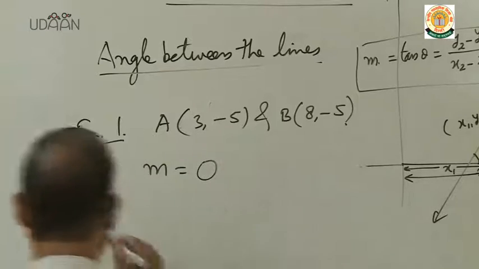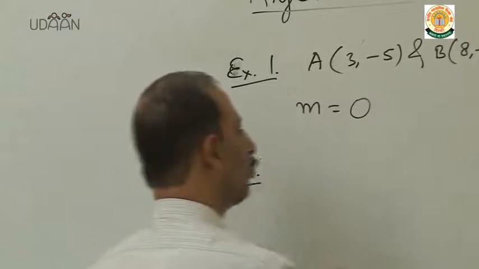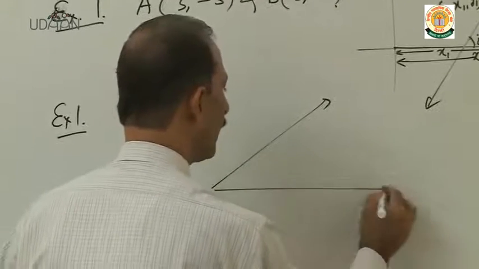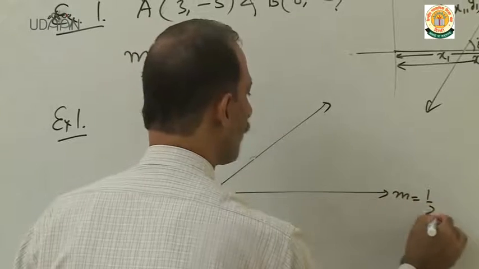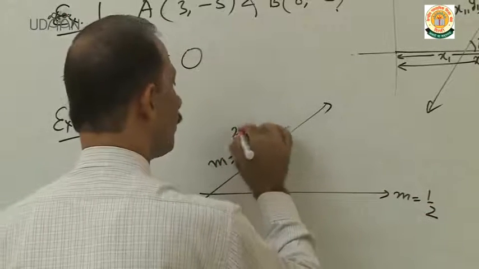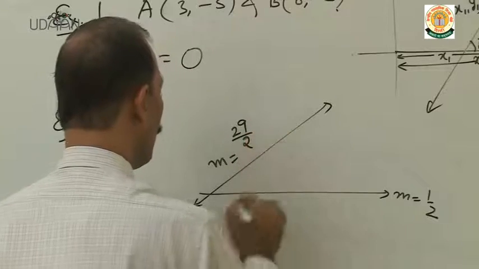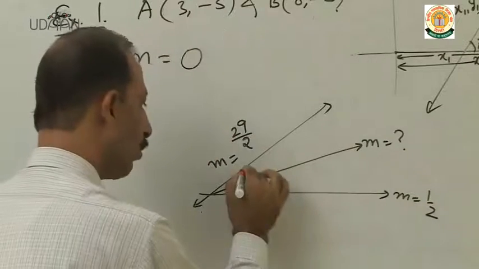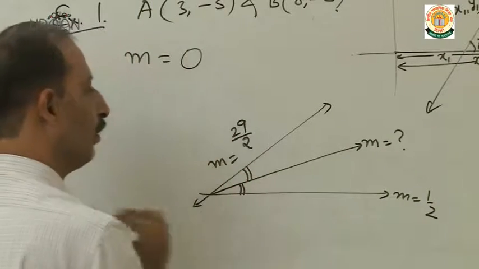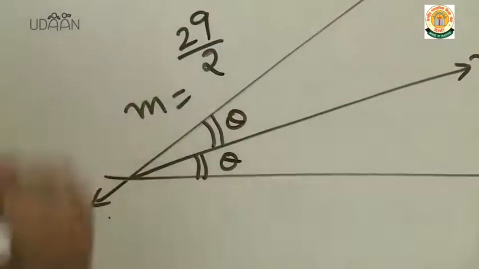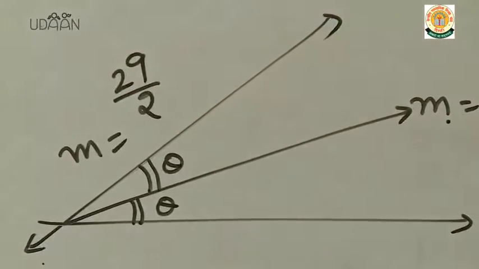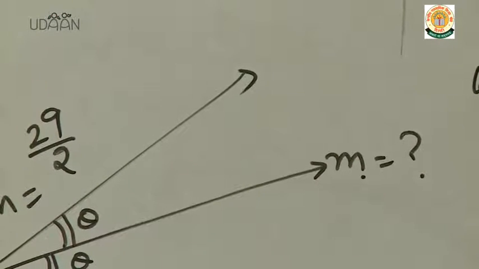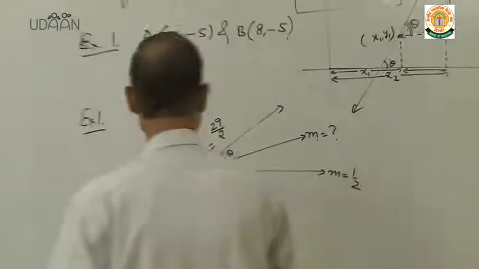Okay. Now I am taking another example. Say there are two lines. The slope of the first line is say half and the slope of the second line is say 29 upon 2. Now we have to find the slope of a line which is equally inclined to these two lines. This angle and this angle are the same. What is the value of this m? So now you know the angle between two lines. Okay, so use that concept.